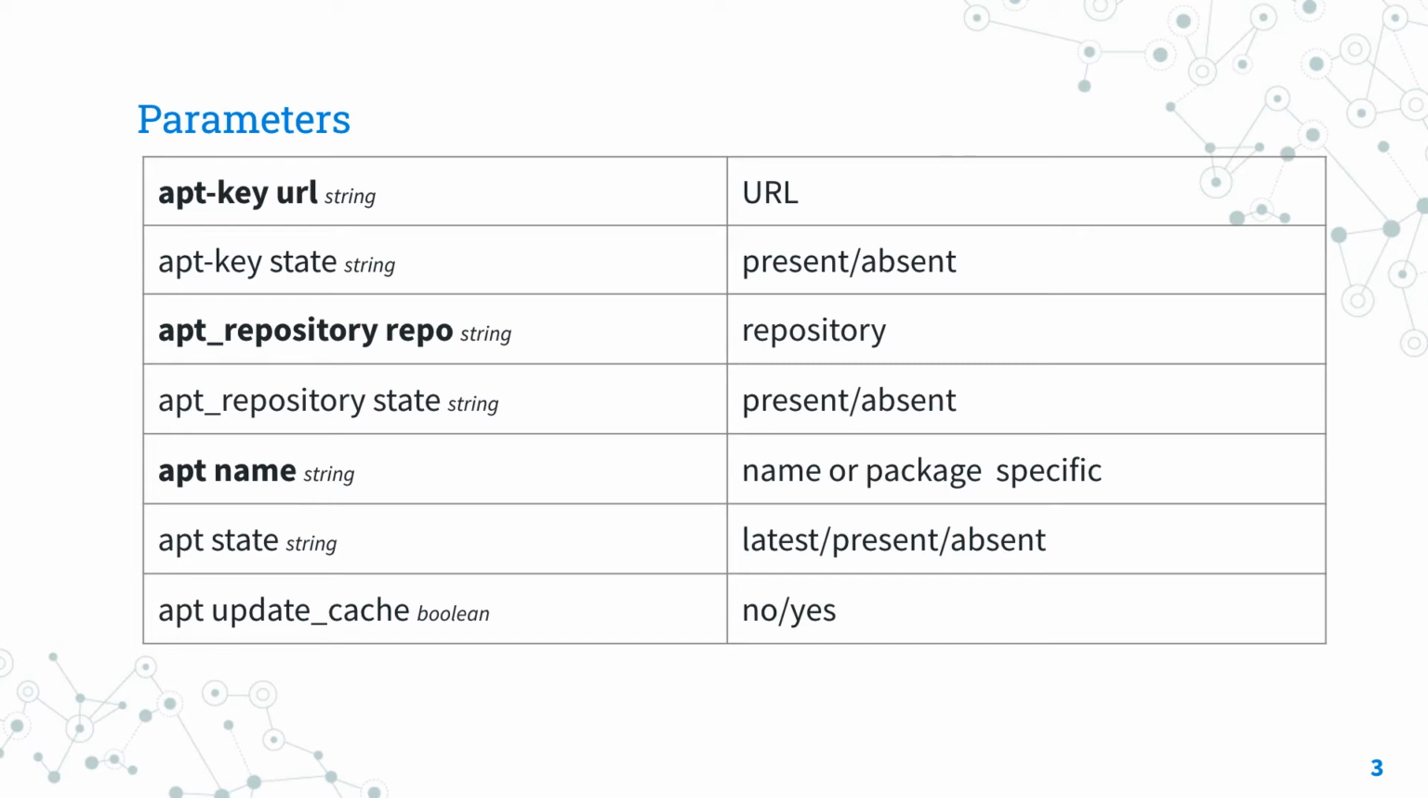For the ansible.builtin.apt_repository Ansible module, I'm going to use two parameters, repo and state. The repo parameter specifies the repository parameters, and the state verifies that it is present in our system after the execution.